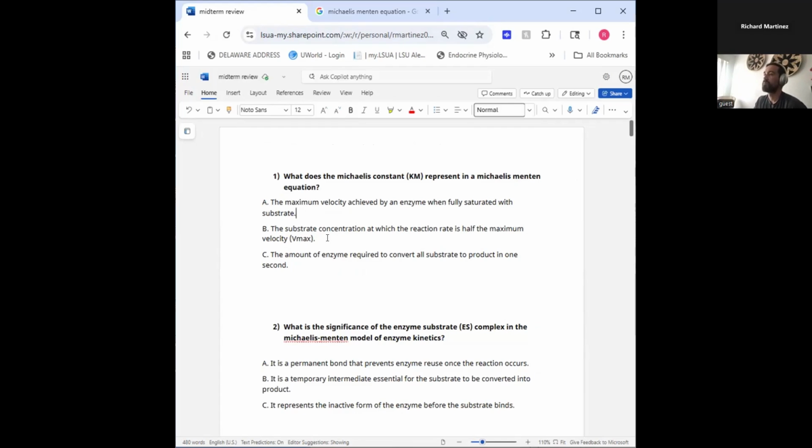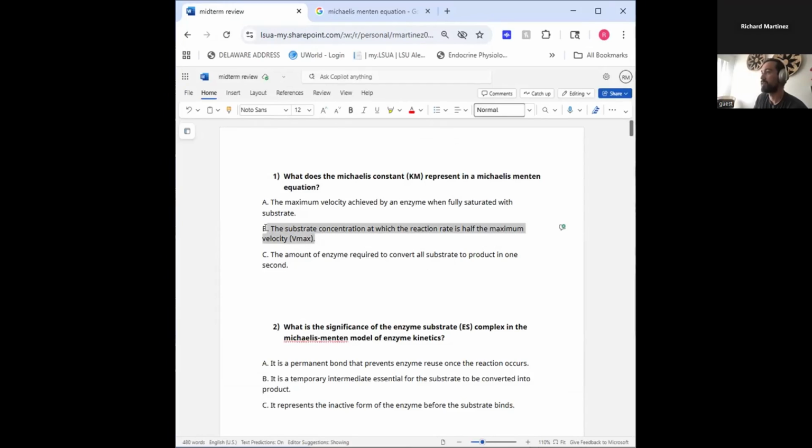Here, I would just mark it as B and move on, but just so we can learn, let's take a look at C. The amount of enzyme required to convert all substrate to product in 1 second. Okay, this one is a little bit extreme. In 1 second, we're not really given a time with this question. Required to convert all substrate? No. That's not the answer. So the answer here would be B. Okay, boom.